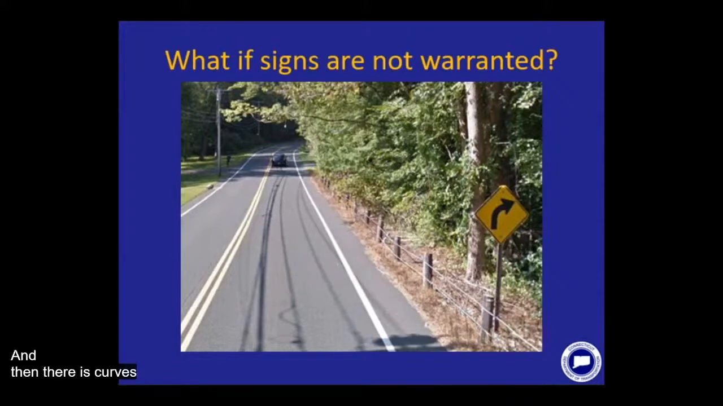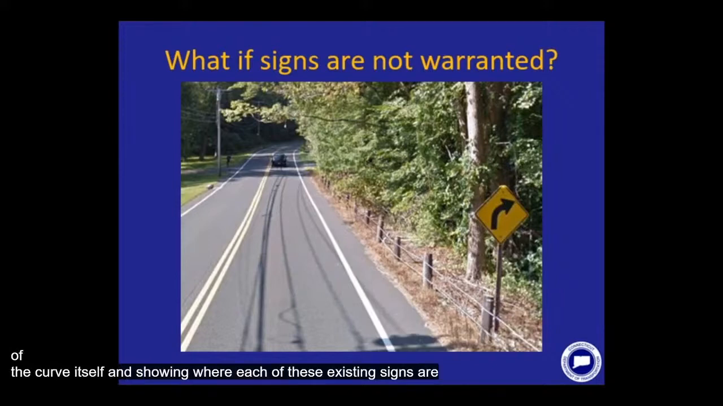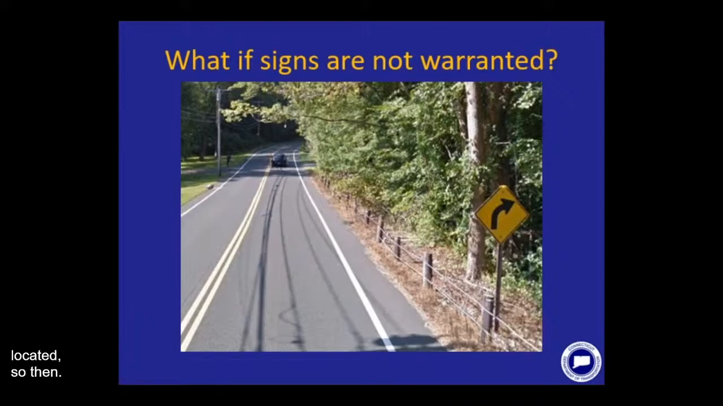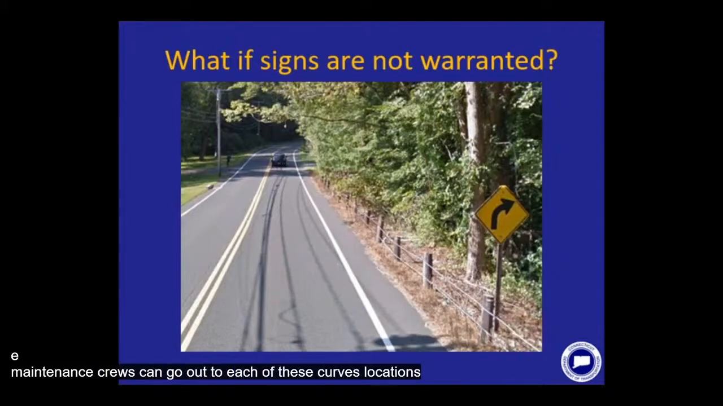And then there are those curves that have existing signs already present, like the example above. In that case, the consultant will provide aerial images of the curve itself, showing where each of these existing signs are located. Then we'll take those aerial images and send them to the Department of Transportation's Office of Maintenance, so state maintenance crews can go out to each of these curve locations and remove the unwarranted signs.